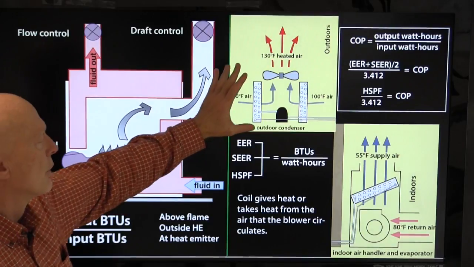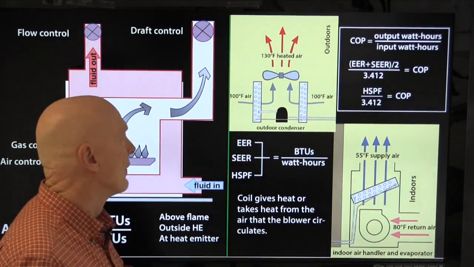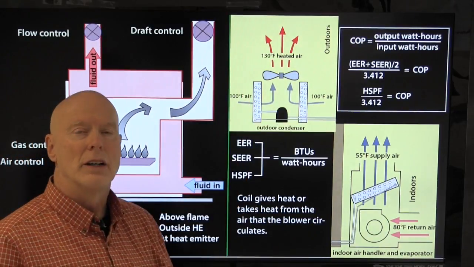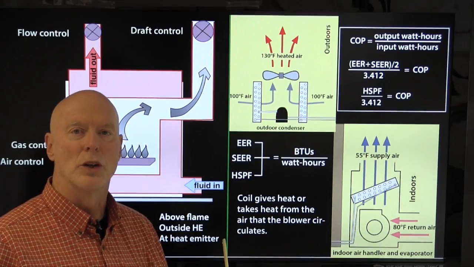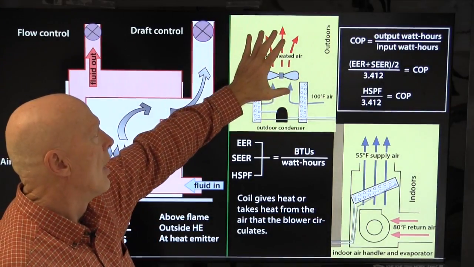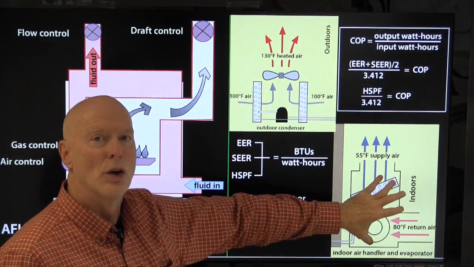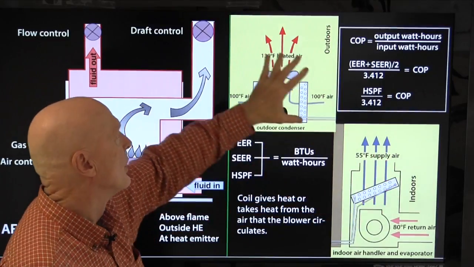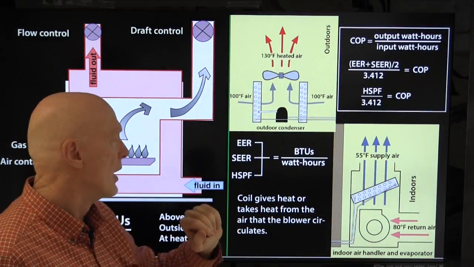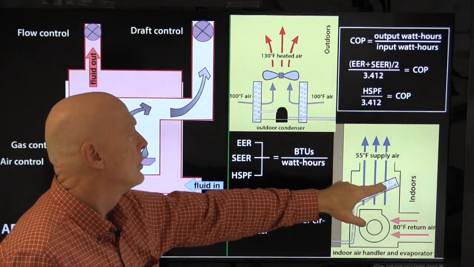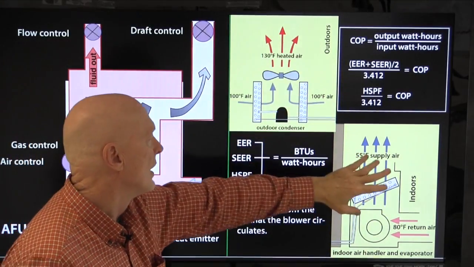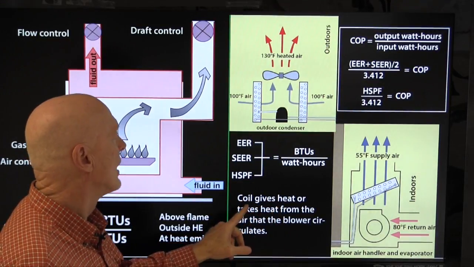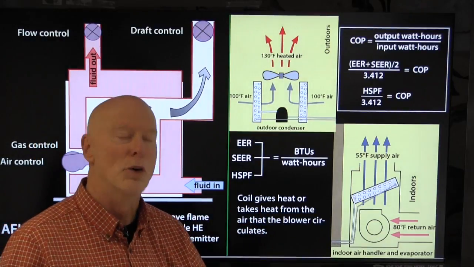Now, when we're looking at the refrigeration cycle, that's a little bit more difficult to understand because, instead of converting fuel to heat, what we're doing here is we're just moving heat from the outdoors to the indoors in the wintertime and moving heat from the indoors to the outdoors during the summertime. So these coils, this outdoor coil and this indoor coil, what they're doing is the coil either gives heat or takes heat from the air that's moving through it.